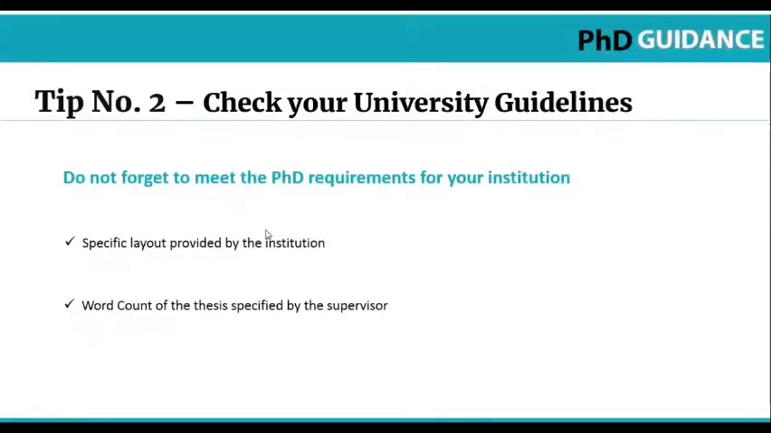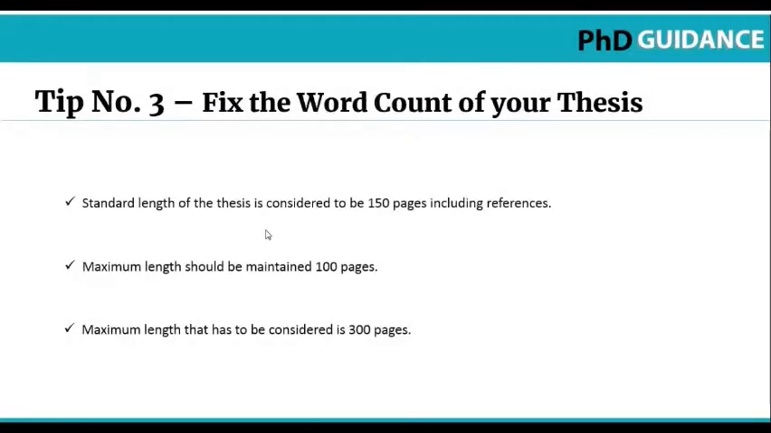Moving on to tip number 3: fix the word count of your thesis. Always fix the word count of your thesis before even planning to start it. Before we plan scientifically regarding the content and methods, start by limiting the word count of your thesis. The standard length required by universities is approximately 150 pages, but the maximum should be 250 pages. Some supervisors are very resistant regarding the length; they say it should be 200 pages. So it is better to first decide the word count of your thesis, so that you know how much word count you want to cover the entire research work.